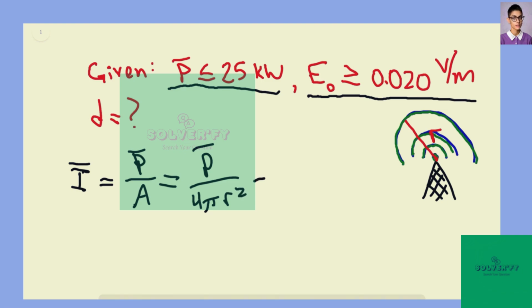And we also know that intensity can be written this way as 1/2 times vacuum permittivity of free space, epsilon naught, times the speed of light, times maximum electric field strength squared. So we're given this average power. 4 pi is, of course, a constant. Epsilon naught is a constant. Speed of light is a constant. And we're given our electric field strength. So now we should be able to isolate for radius and just plug in our values and solve.